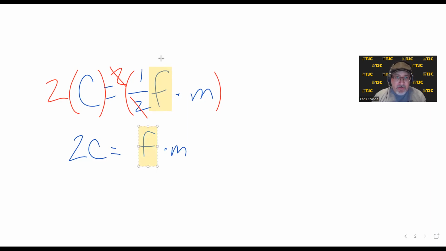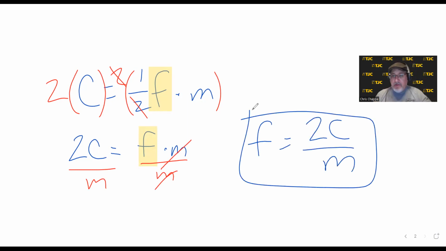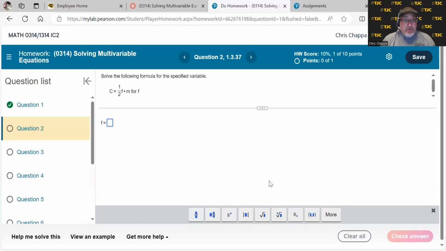Then all I have to do is get rid of the m. The m is multiplied, so we just divide both sides by the thing that's multiplied. That cancels the m's, and we are left with f equals 2c on top and m on the bottom. All right, so that's not too bad. But again, the focal point on this question was, what do I do with the 1/2? And my reply would be, get rid of it as soon as possible. All right, so we get f equals 2c over m.